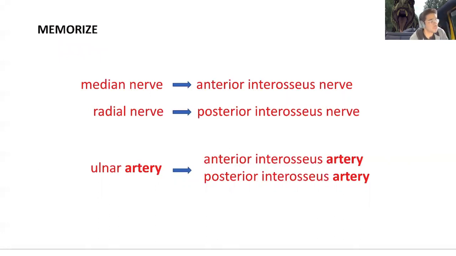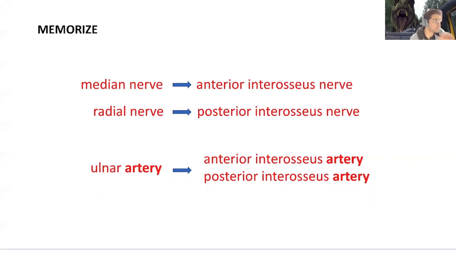Because the branching of it is slightly different. First thing to note is the anterior interosseous nerve is coming from the median nerve, right? And the posterior interosseous is coming from the radial nerve, okay? Those are the branches that they give off.